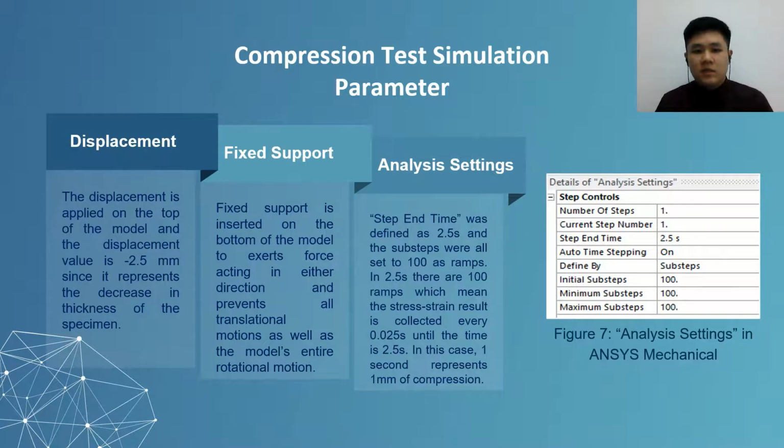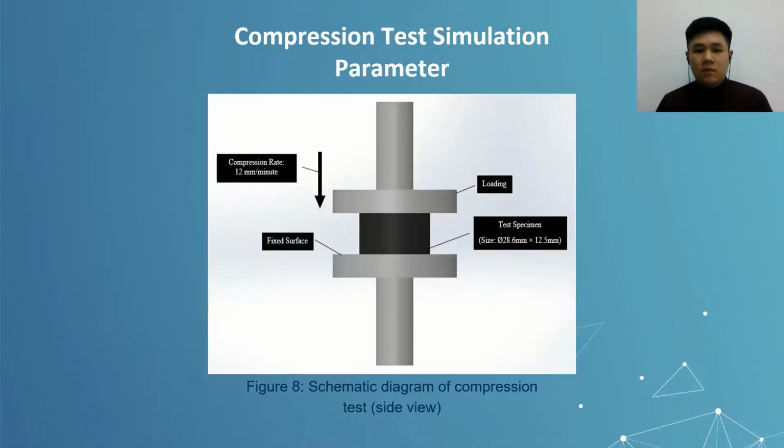Figure 7 is the analysis setting, 2.5 seconds of step end time where 1 second represents 1 millimeter of compression, and 100 substeps act as ramps, which means the stress strain result is collected every 0.025 seconds until the time is 2.5 seconds. Figure 8 shows the schematic diagram of compression test.